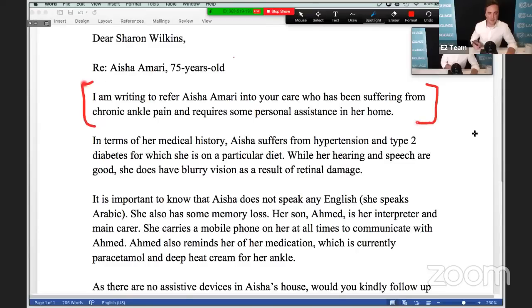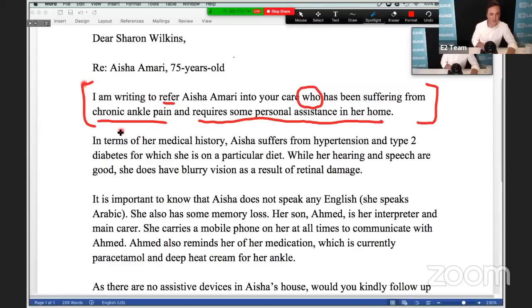And you can kind of memorize a bit of a structure for this one. That's fine. I'm writing to refer name of patient into your care. And then we keep going. We don't put a full stop. We're going to create a long, complex sentence here. Who has been suffering from main medical issue and requires some personal assistance in her home.